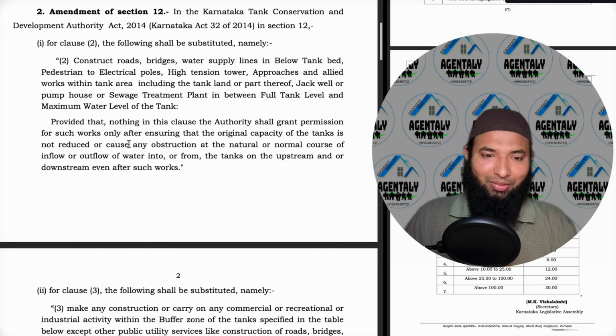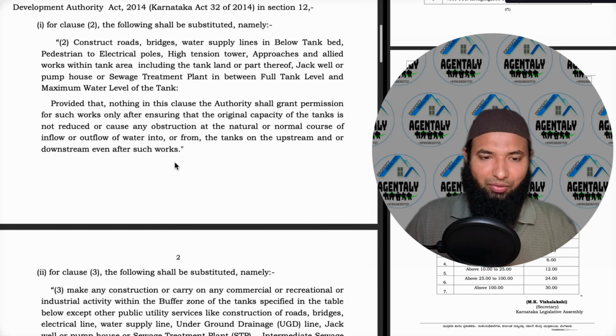Or cause any obstruction at the natural or normal course of inflow or outflow of water into or from the tank on the upstream and or the downstream even after such works.